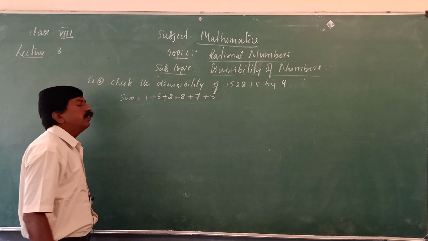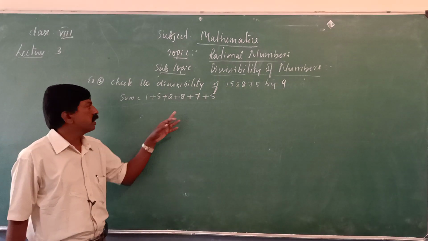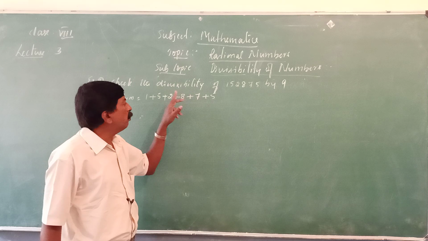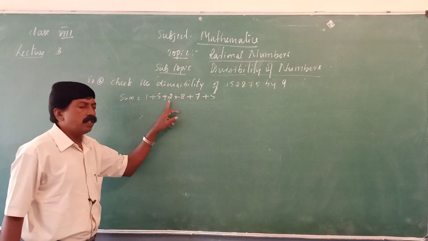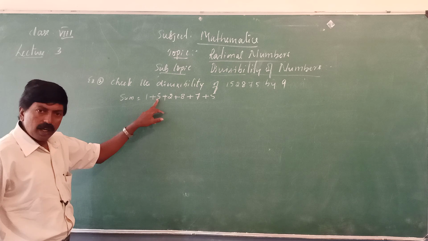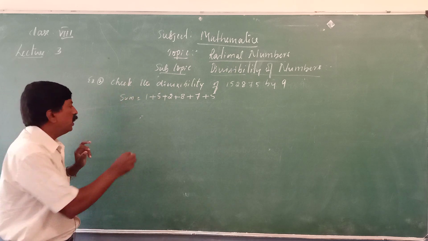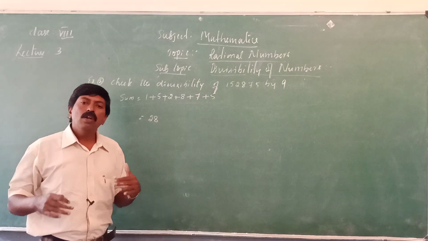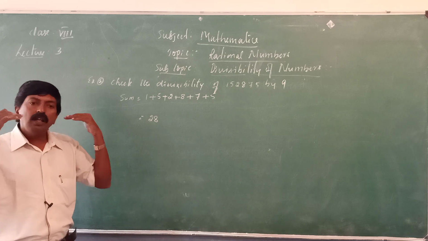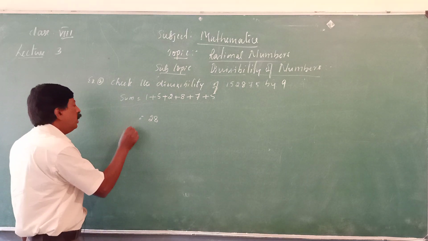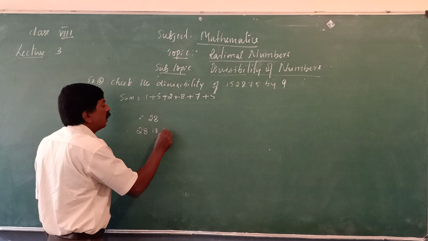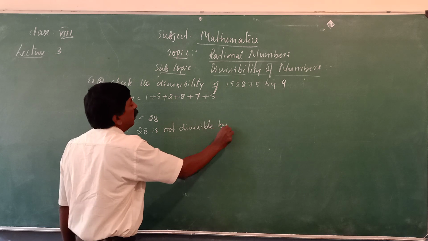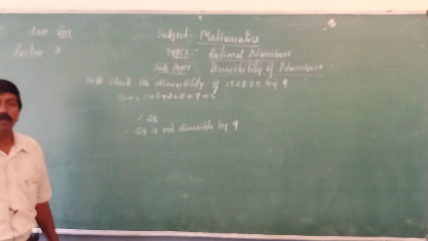What is the sum of these digits? Yes, we can add one by one. 5 plus 7 is 12, 12 plus 8 is 20, 20 plus 2 is 22, 22 plus 5 is 27, 27 plus 1 is 28. Now divide by 9. So 9 ones are 9, 9 twos are 18, 9 threes are 27. Therefore 28 is not divisible by 9.